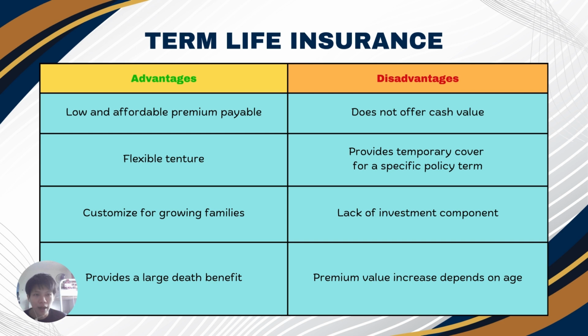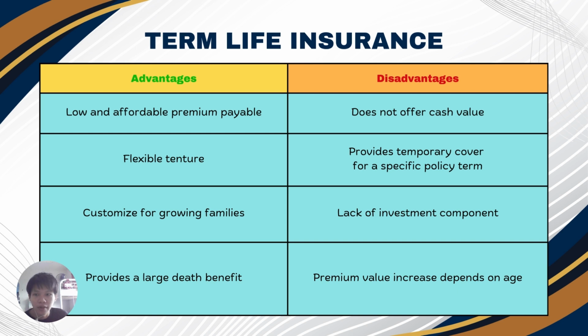Now, I would like to highlight the advantages and disadvantages of term life insurance. First, the main advantage of term life insurance is that it offers low and affordable premiums for those who cannot afford the higher cost of permanent life coverage. The flexibility of term life insurance also allows the policyholder to determine the time period and estimate how much they will pay in premiums over the entire term.